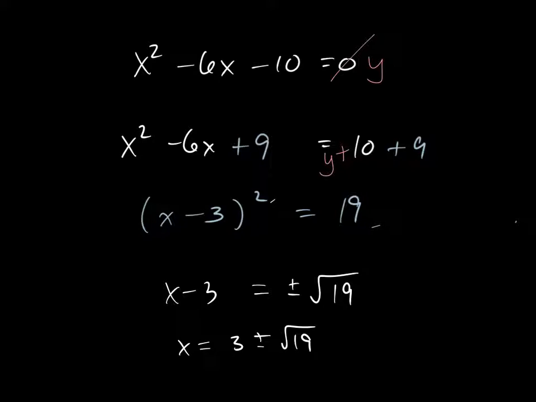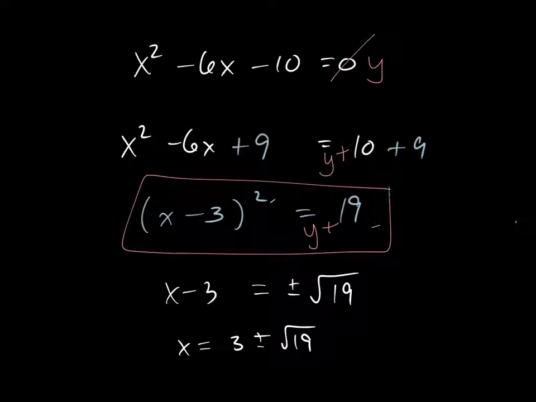Because now I'm taking this 10 from here and moving it over and then taking the 9 and adding it to both sides. So this would be y plus 19 instead. And this would be vertex form right here. Okay, again, if this were equal to y in standard form and you want to convert to vertex form, this is the approach you take. Now it's in vertex form. y minus k equals a times x minus h squared.